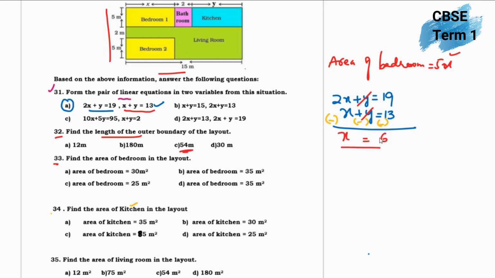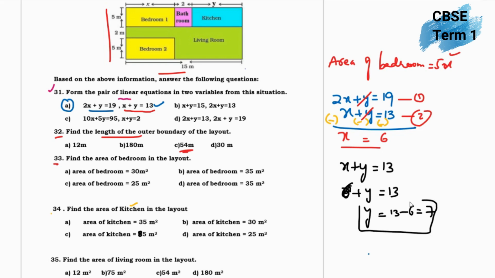So as we got x, I'm going to substitute this x either in the first equation or the second equation. I'm going to replace in the second equation. The second equation is x plus y is equal to 13. So x is 6, 6 plus y is equal to 13. The value of y is equal to 13 minus 6, which is nothing but 7. We got the value of x as 6 and y as 7.